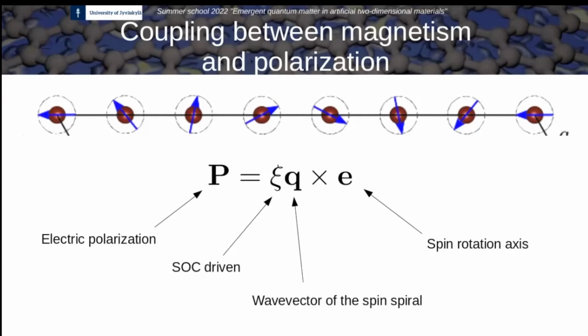Dzyaloshinskii-Moriya interaction. And the idea is that if you have materials that are relatively light, like a material that has, for example, just oxygen or sulfur, then the spin orbit coupling is going to be very, very small. And actually, usually the spin orbit coupling of the magnetic atoms is very, very small. In the case of, let's say, chromium or nickel, usually it doesn't matter at all for this type of interaction, and the spin orbit coupling that matters is of the heaviest atom that you have in your material.